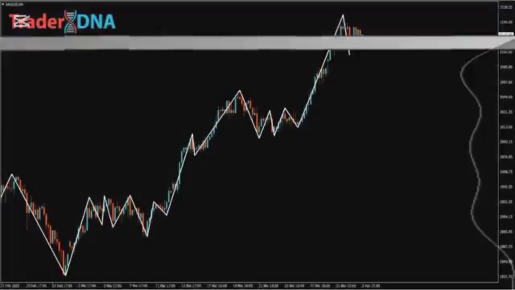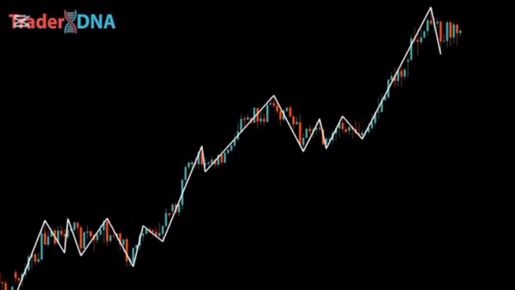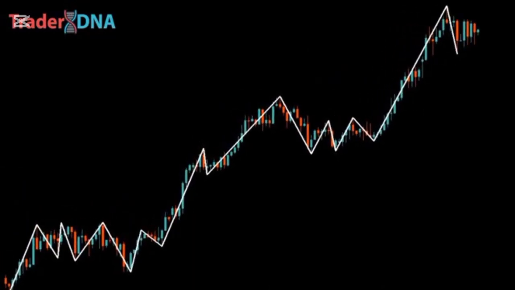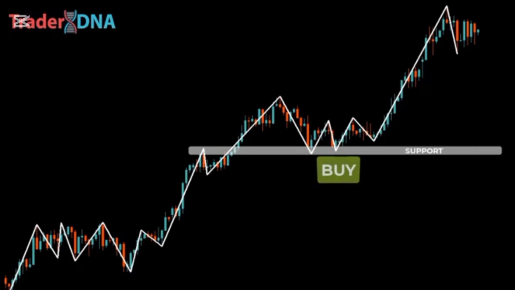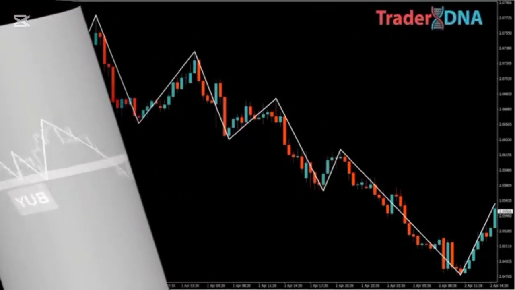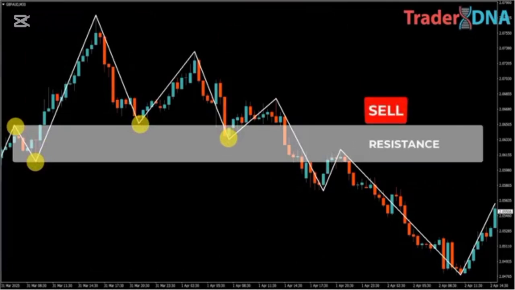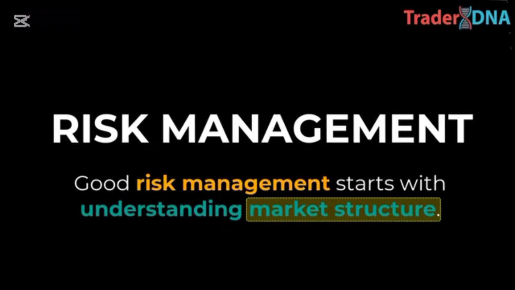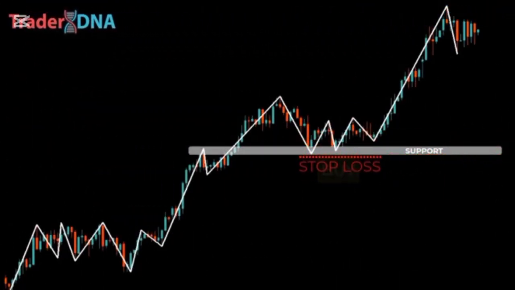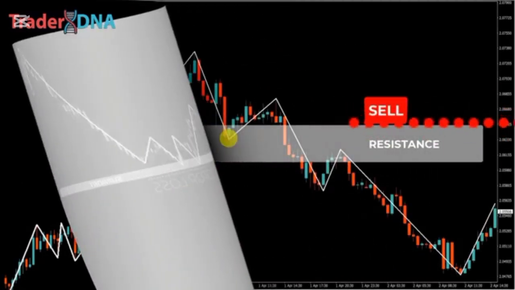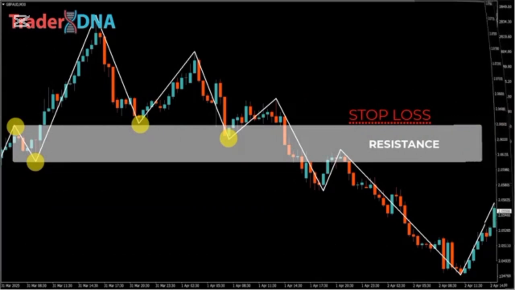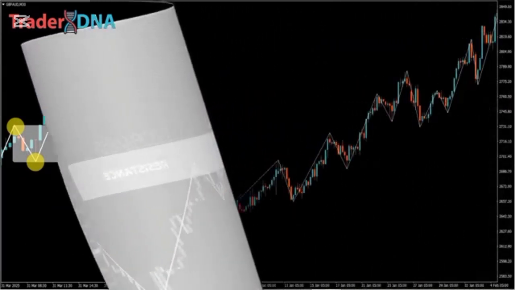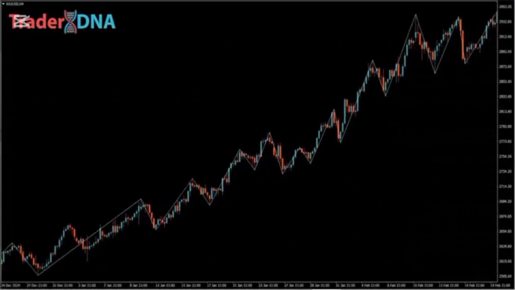Entry and exit points. Market structure helps traders pinpoint the best entry and exit levels. In an uptrend, traders look for buying opportunities near support levels or after a pullback. In a downtrend, they seek to sell near resistance or after a retracement. Risk management. Good risk management starts with understanding market structure. Traders often place stop-loss orders just below support in an uptrend and just above resistance in a downtrend, minimizing losses while maximizing profit potential.